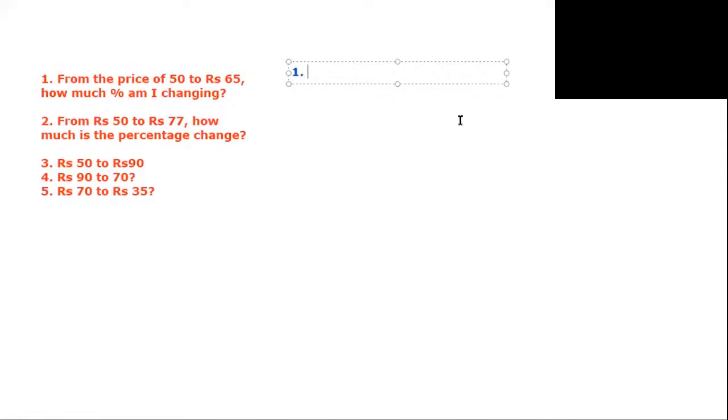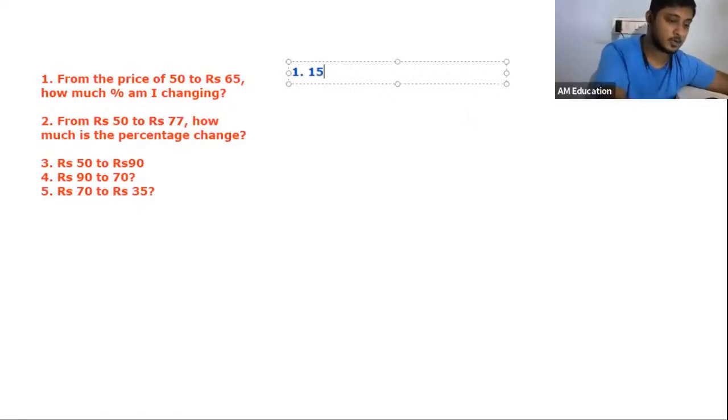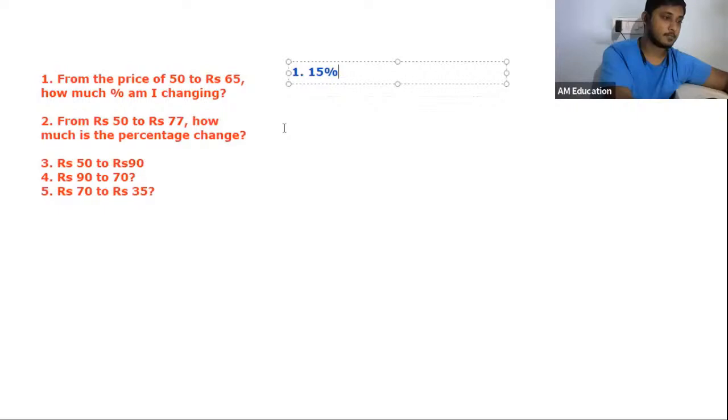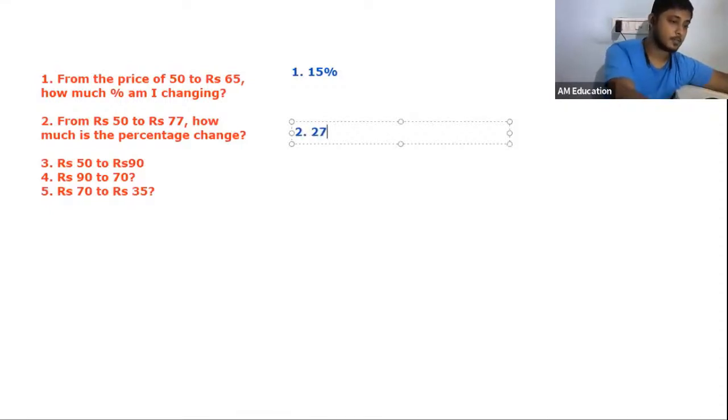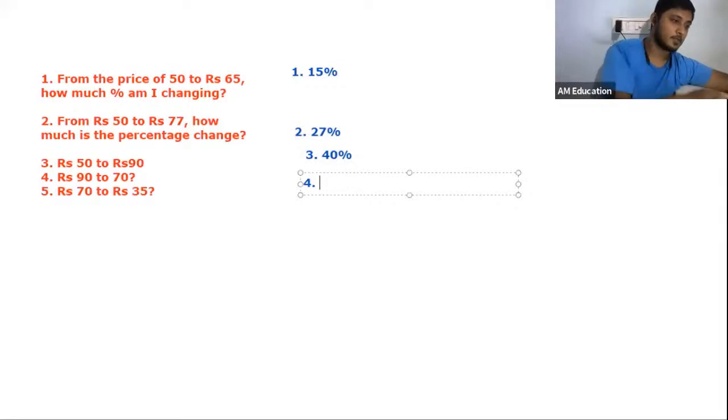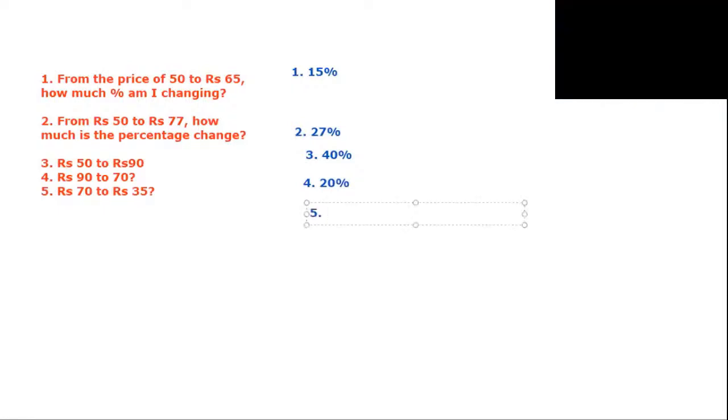15%. How much? 15. Is it 15? Okay. Okay, next one. 27. 27, is it? Okay. Next one. 40. 40%. Okay. Next one. 20%. Wow. Okay. 35.